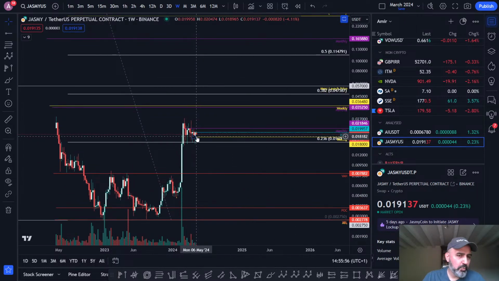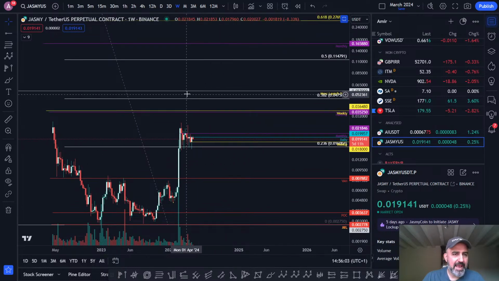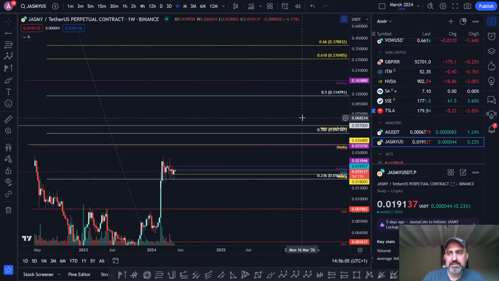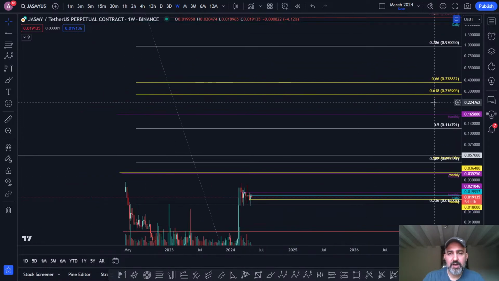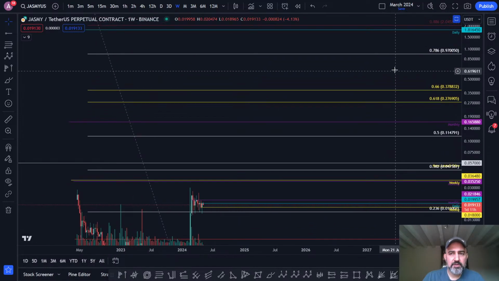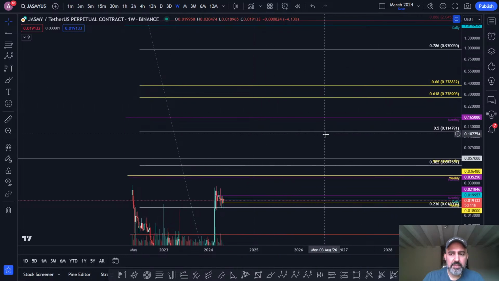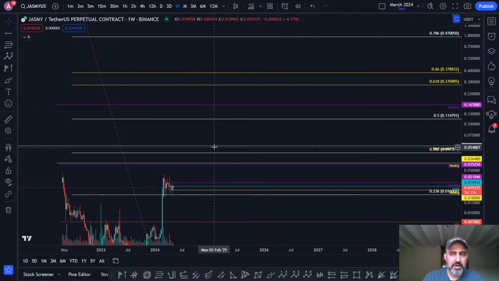I think we're looking for one more pullback to go up, and every one of these lines is probably going to act as resistance on the way up. Okay, that's what I think. And the big one is going to be at the MEXC launch price.